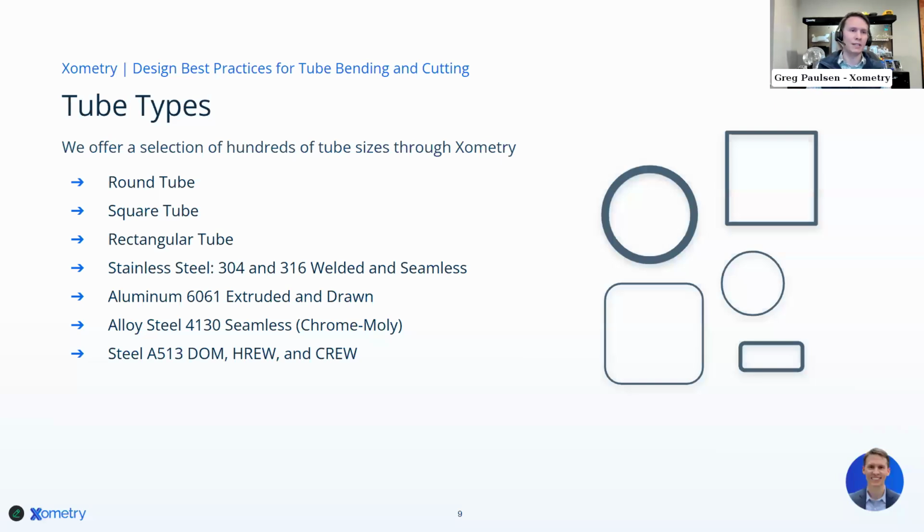They're produced in different ways, like hot rolled electric welded, which is HREW, for example. DOM stands for drawn over mandrel, and CR is cold rolled electric welded. But a wide variety of tubes available. And keep in mind too, this is our auto quote platform.